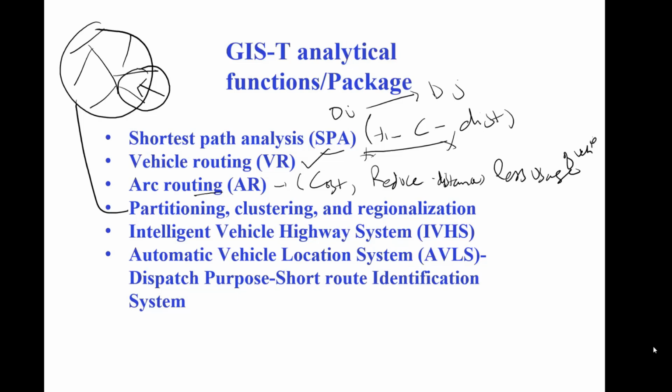And then we have the intelligent vehicle highway system. So we can also use the GIS package, for example, to identify if any mishap happens on the motorway, if any accident happens. So we can also use it in the IVHS as well. And also we can locate the vehicle locations, for the purpose to dispatch, for different short route identification systems, and also to reduce the empty run.